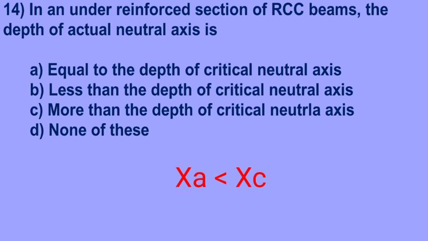In the case of under-reinforced section, XA less than XC means actual neutral axis is less than critical neutral axis. And in the case of a balanced section, XA is equal to XC, that is actual neutral axis is equal to critical neutral axis. And in the case of over-reinforced section, XA greater than XC, that is actual neutral axis is greater than critical neutral axis. Also, we have studied that in under-reinforced section, the maximum permissible stress in steel reaches earlier than the maximum permissible stress in concrete. So, for a structure to be safe, it should be constructed as an under-reinforced section. Now let us move to the next question.